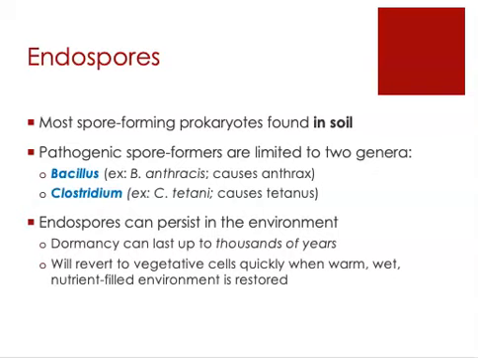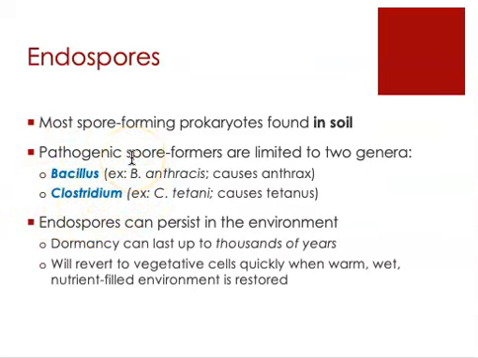Pathogenic spore formers, the kinds that can cause disease in us, are limited. There are only 2 genera. And remember the word genus, as we've talked about, the scientific name, the part of the name that is the genus. If you use that word as a plural, it's genera. So there are 2 genera of pathogenic bacteria that can form spores. Those are Bacillus and Clostridium. So remember those 2 names.